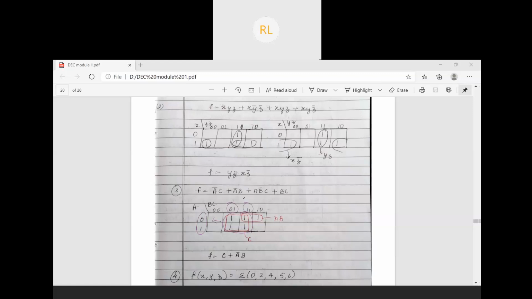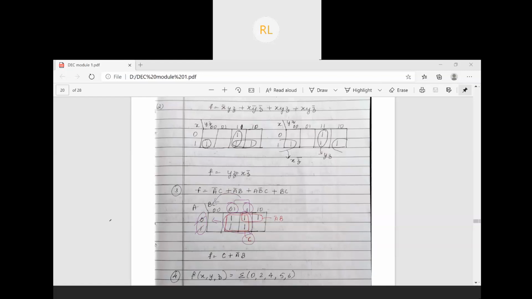So 0 and 1 here gets cancelled, which means I do not have A. And here now I have 0, 1 and 1, 1. So 0 and 1 gets cancelled. What is remaining? Only 1. And this 1 is what? C. So I'm getting C here. Simple. Now let's see the other group.